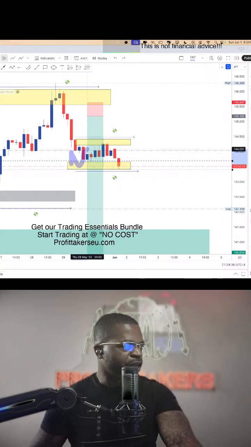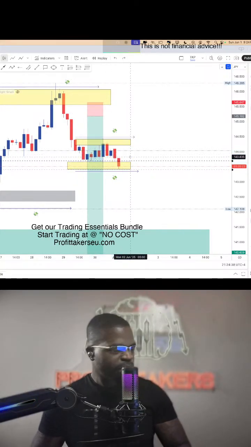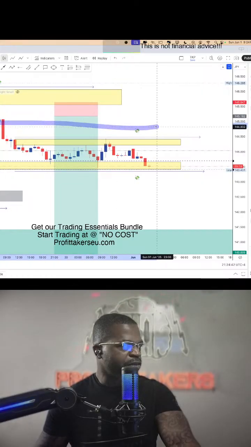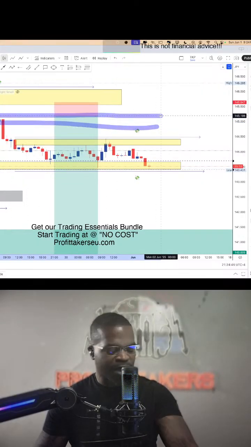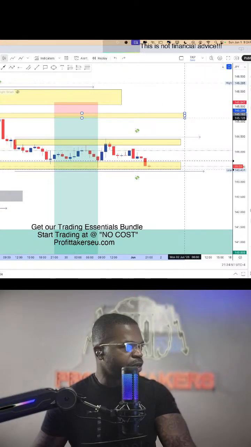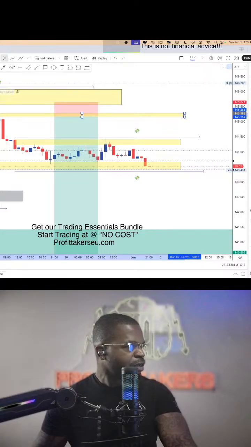price started to consolidate on us right here. On the hour time frame, we have these bear flags right here. There's a good chance during the London session price can reach up and hit this area here.